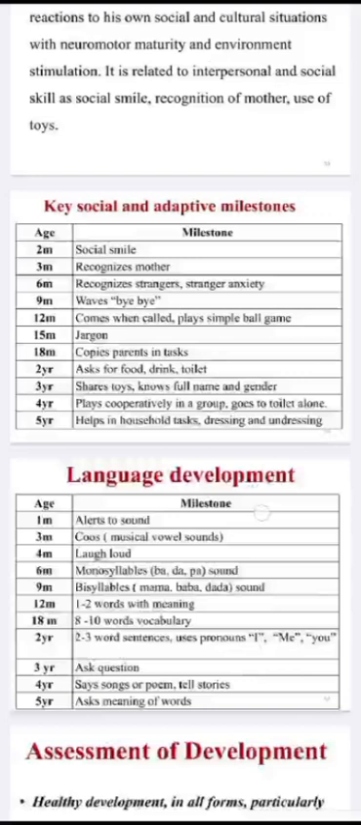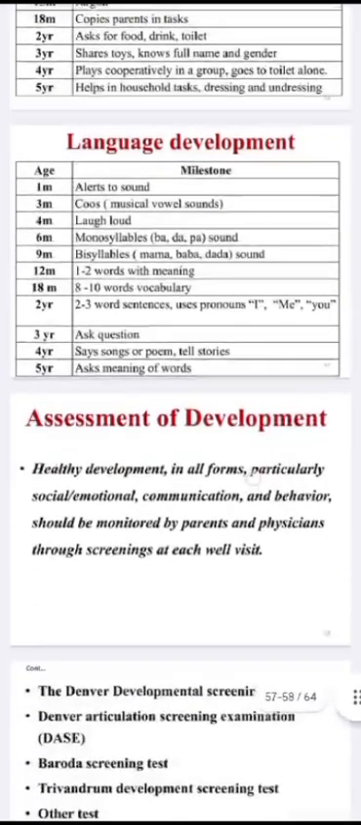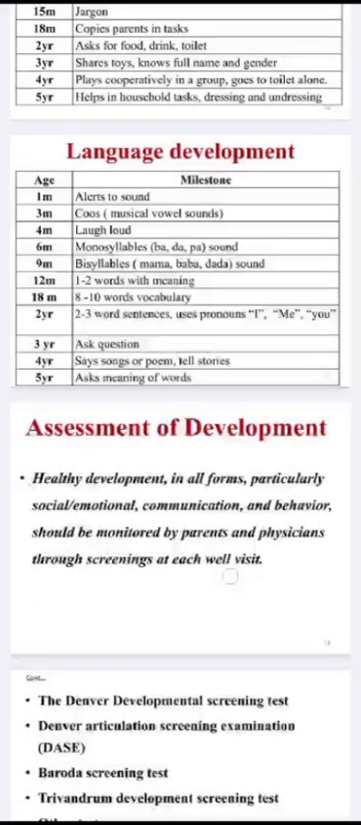You can see the milestones: 2 to 3 months social smile, recognizes mother; 6 months recognizes strangers and stranger anxiety; 9 months waves bye-bye; 12 months comes when called, plays simple ball games; 15 months jargon; 18 months copies parents in tasks; 2 years asks for food, drink, toilet; 3 years shares toys and knows full name and gender; 4 years plays cooperatively in a group, goes to the toilet alone; and 5 years helps in household tasks, dressing and undressing.